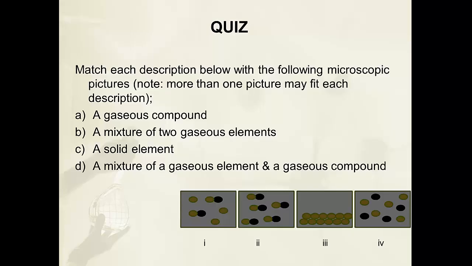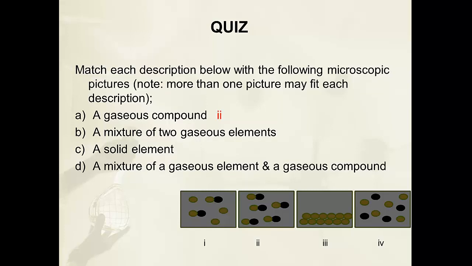Here's a quick quiz. So we need to match each description below with the following microscopic pictures. Okay, note that more than one picture may fit each description. So A is a gaseous compound, B is a mixture of two gaseous elements, C is a solid element, and D is a mixture of a gaseous element and a gaseous compound. So have a think about this. You can pause the video, have a think, and see how you go.